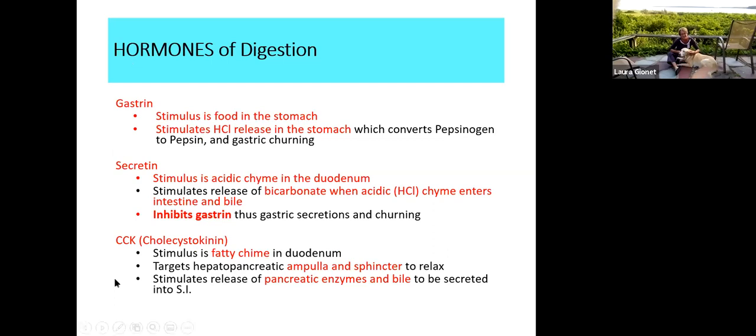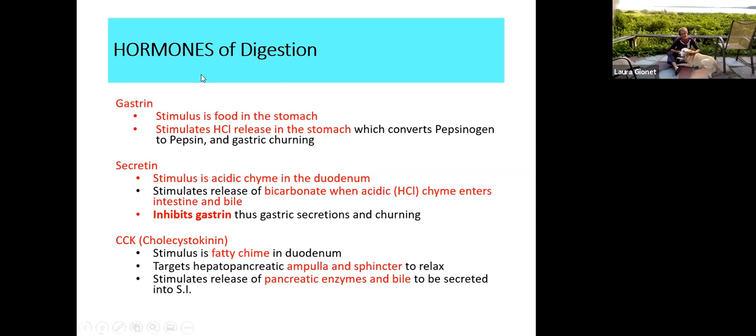Hormones of digestion. We're going to look at three hormones: gastrin, secretin, and CCK. Gastrin is produced by the stomach and acts on the stomach. The stimulus for the release is food in the stomach or elevating pH of the stomach.